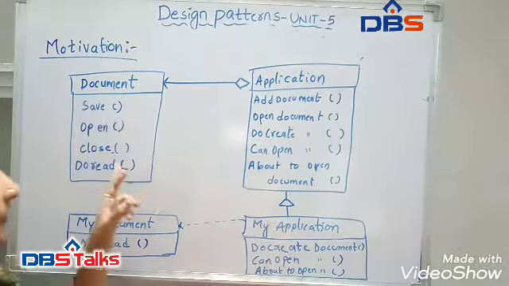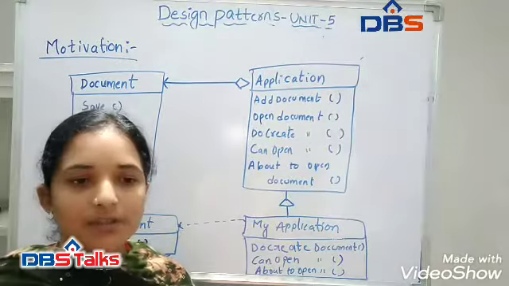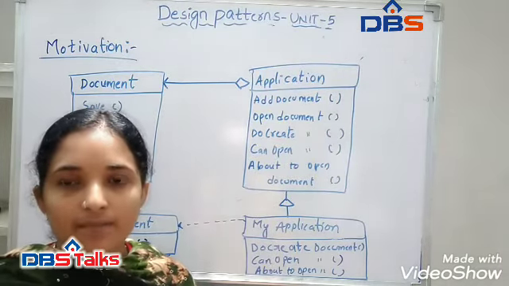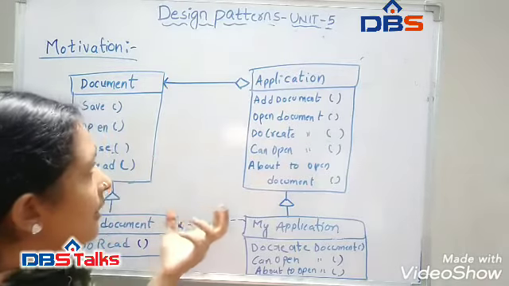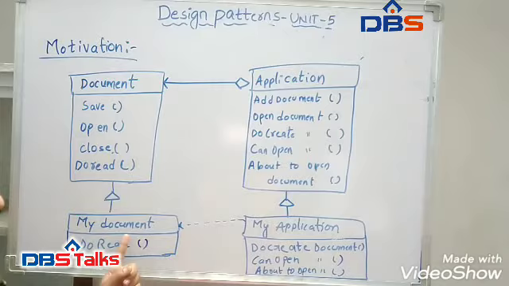A document object, this is the document, represents the information in the document once it is read from the file. The application framework has two subclasses: my application and my document.